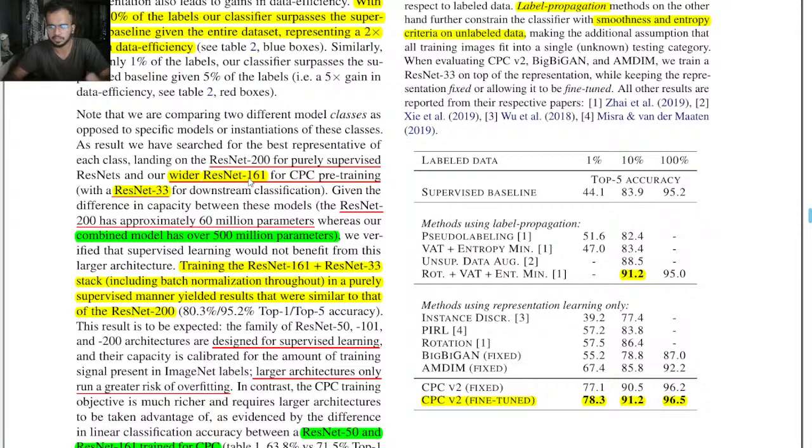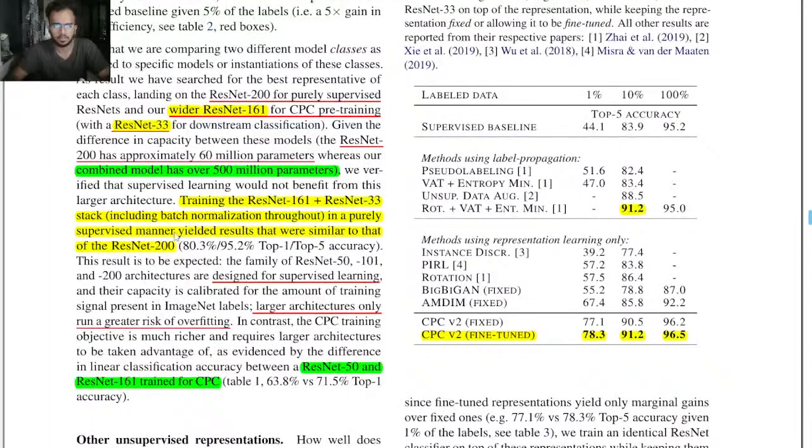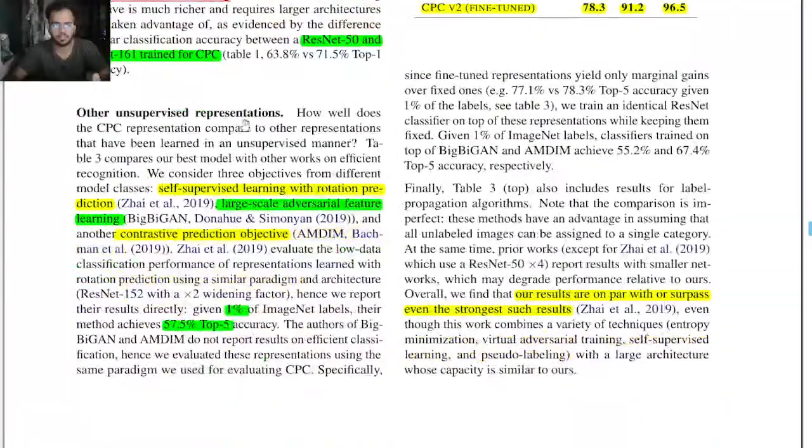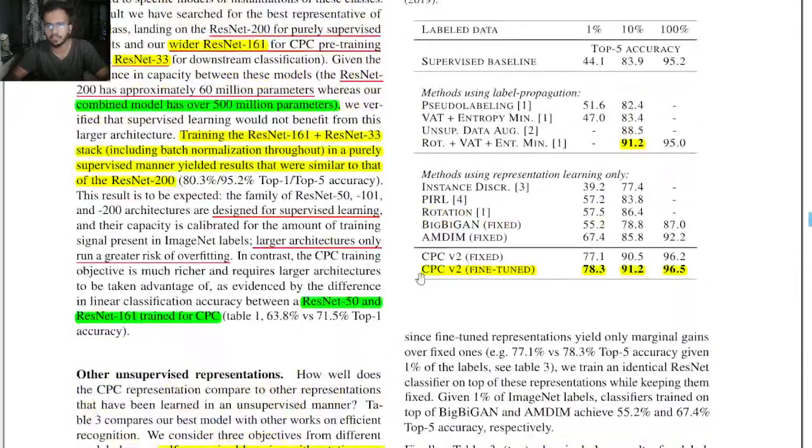But even if you freeze this model and just take the output from this and then run a ResNet 33, your training will be faster. In a purely supervised fashion, it yielded results that were similar to other unsupervised representations. So they also compare it with different implementations and how it performs. So we'll see in this table.